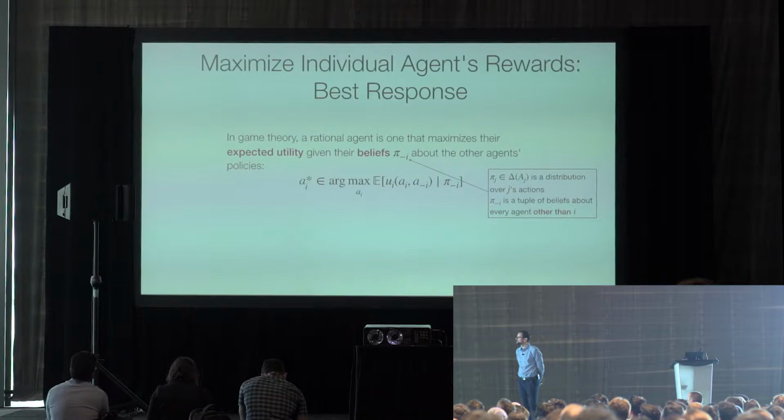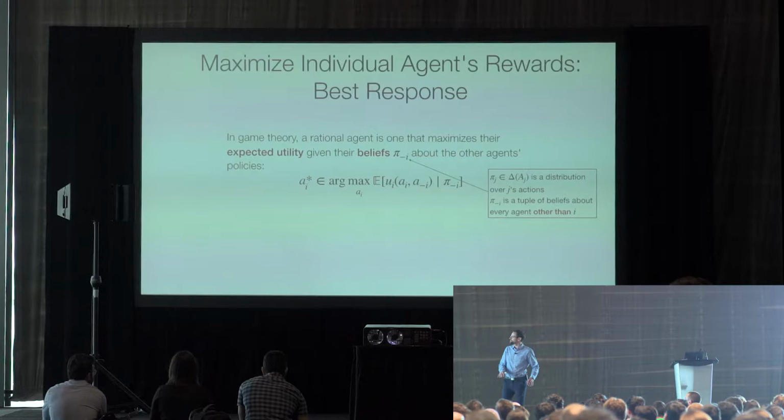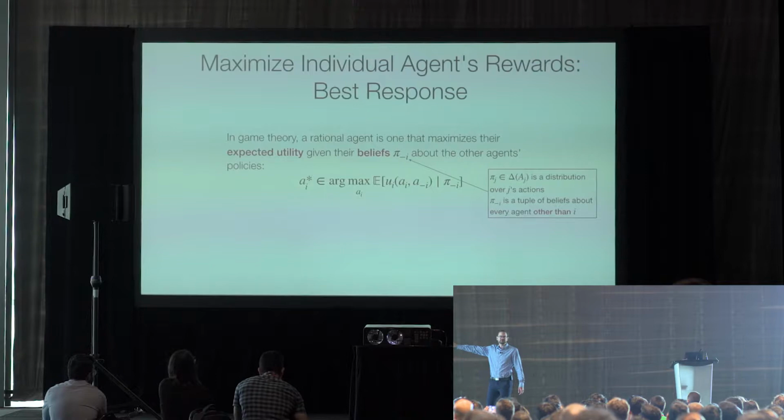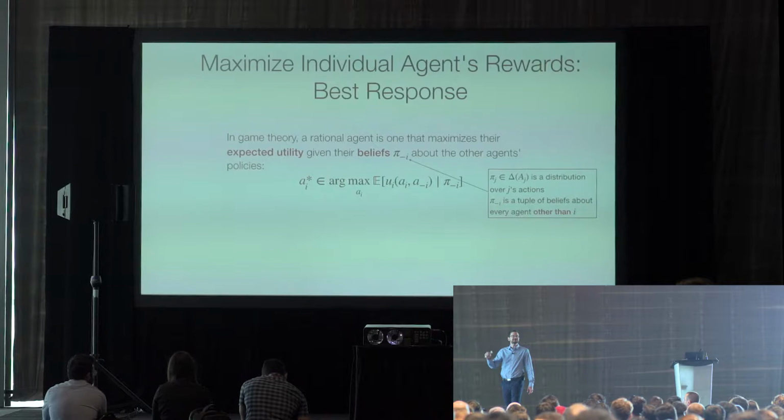What is this funny minus i thing? In game theory, you very frequently wind up wanting to talk about the profile of something of all the other agents but you. We represent this with this kind of awful notation where you put a minus sign in front of i. You're not really subtracting i from the profile. So pi sub minus i is just a profile of policies, one for every agent except i.